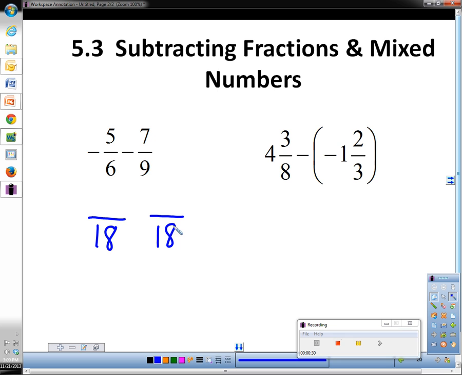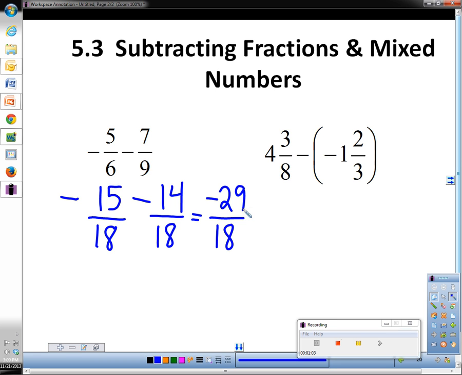of 54. I'm going to bring up my negative signs or minus signs to the numerator. Now I took 6 times 3 to get 18. 5 times 3 is 15. I took 9 times 2 to get 18, so I'm going to take 7 times 2 to get 14. So now that I have a common denominator, that's going to be part of my answer. And in the numerator, negative 15 minus 14, it's the same as negative 15 plus a negative 14, is negative 29. This could be your answer.